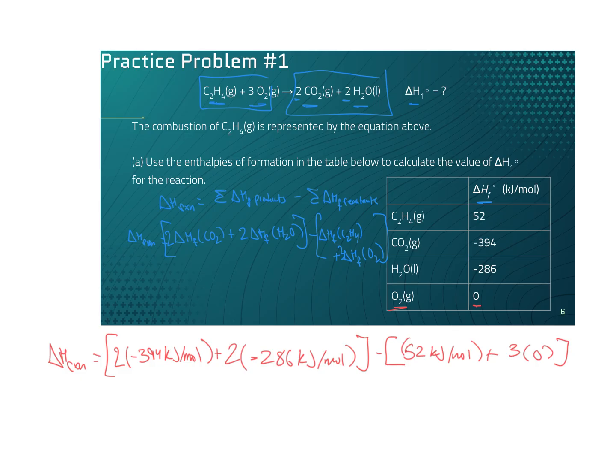And so if we do all of that math out, the delta H of your reaction is going to equal negative 1,412 kilojoules per mole. And this would be an exothermic reaction. So if I burn C2H4 in the presence of oxygen, I make carbon dioxide and water, and that reaction is going to release heat into the surroundings. It's exothermic. We'll work on some more practice in class, but for now, that's all. Thanks, guys.